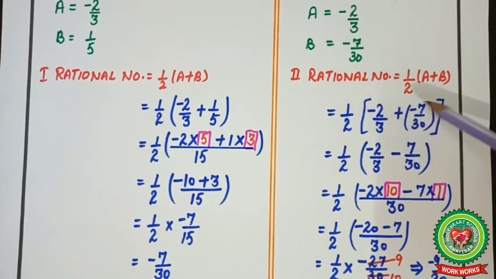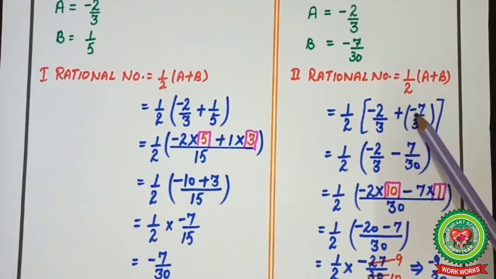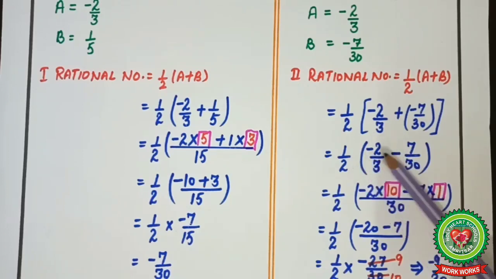So here you can see that I have taken the values of A and B. So second rational number is equal to 1 upon 2 bracket A plus B. So 1 upon 2 bracket minus 2 upon 3 plus bracket minus 7 upon 30, and close the bracket. Now after sign plus and the sign minus, no change, so you will write a minus. So you will have 1 upon 2 bracket minus 2 upon 3 minus 7 upon 30. Now the LCM of 3 and 30 will be 30. So you will write here 30 and minus 2 multiplied by box, minus 7 multiplied by box. On 3 table 30 comes on 10, on 30 table 30 comes on 1.